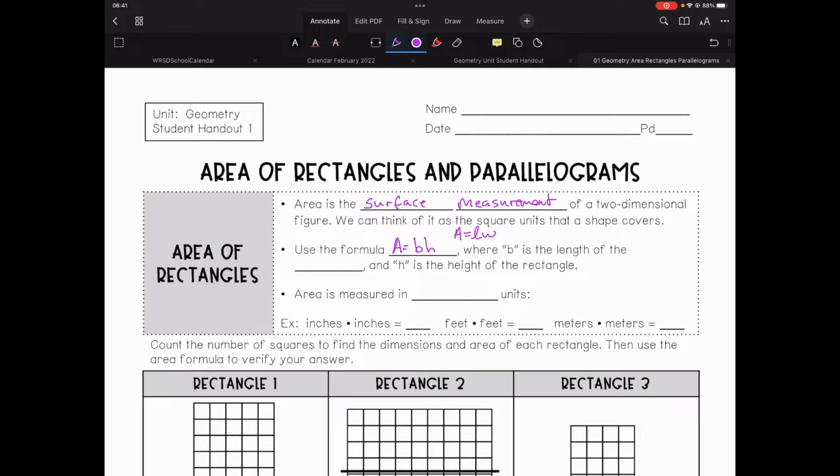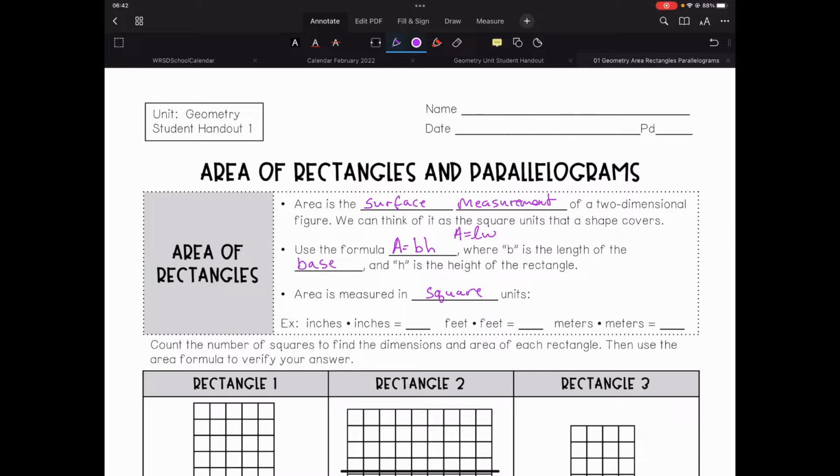Notice how the dimensions, the base and the height, and the length and the width, have lowercase letters. When you see b, we're talking about the length of the base, and h is the height of the rectangle, or also the width of the rectangle. And then area is measured in square units. So just go back and think about those tiles. That's what we're talking about. The area is measured in square units.